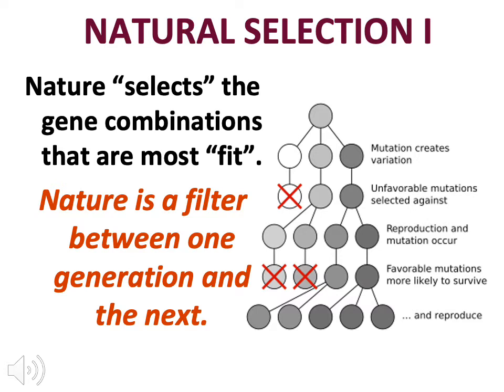Remember, natural selection is the mechanism of evolution. It's how nature selects the gene combinations that are most fit. It's not the case where nature consciously does this, but the fact of the matter is nature functions like a filter between one generation and the next, and if you are fit, you get to survive, you get to reproduce, you pass your genes on to future generations. If you are not fit, you don't survive, you don't reproduce, you don't pass those genes. As a consequence, the genes might even be lost from the population.